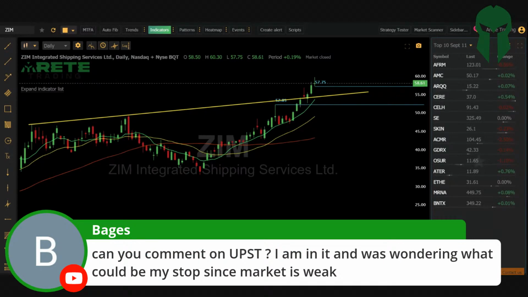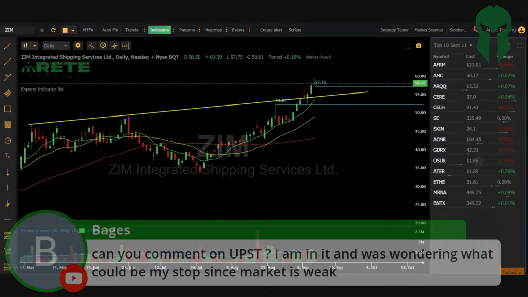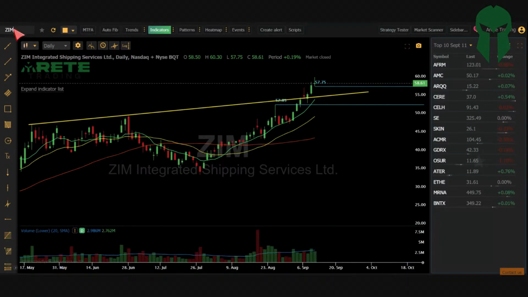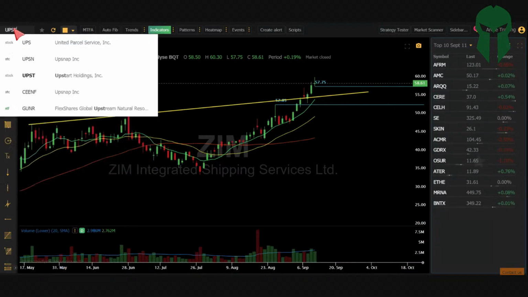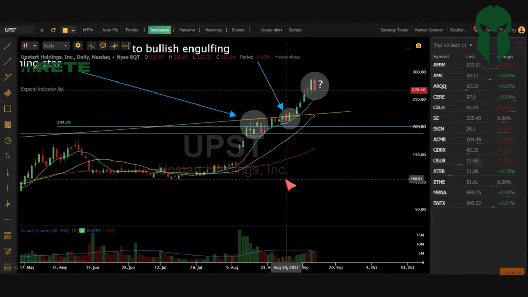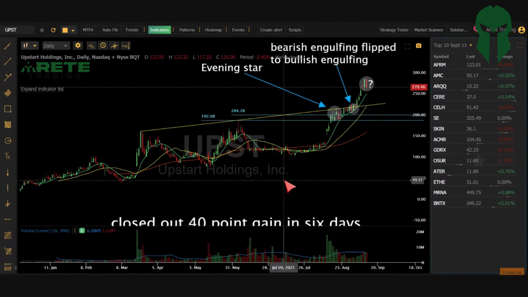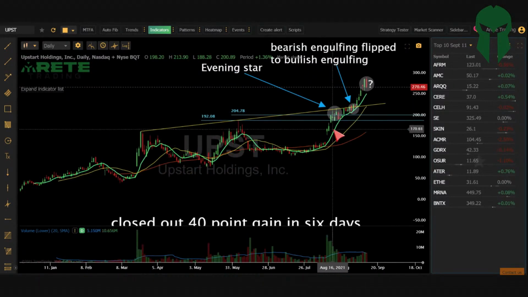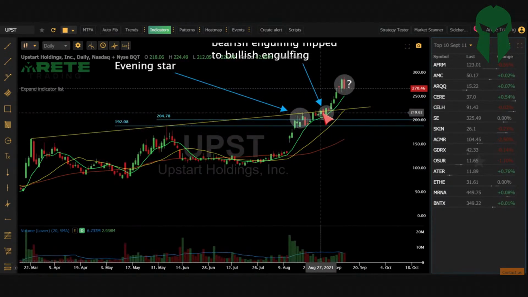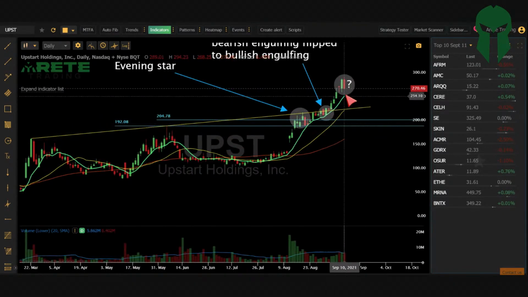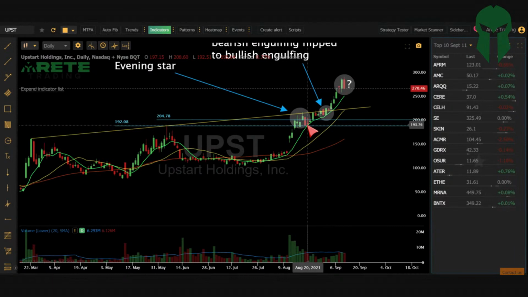Can you comment on UPST? I was wondering what could be my stops since the market this week. Real quickly, buddy, I took a long position on UPST on Friday. I'm not going to bore everyone. I posted this on Twitter, but every time I have a long reversal, which should be a reversal pattern, this is a reversal pattern. This is a reversal pattern.